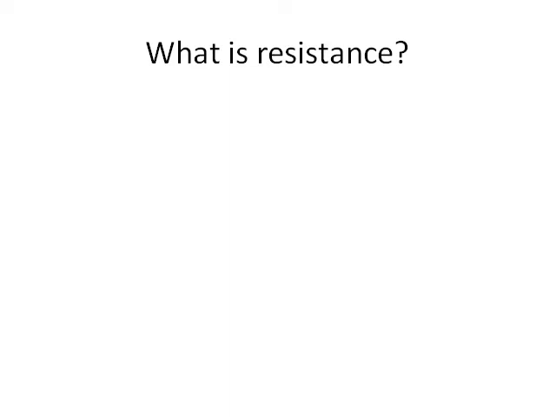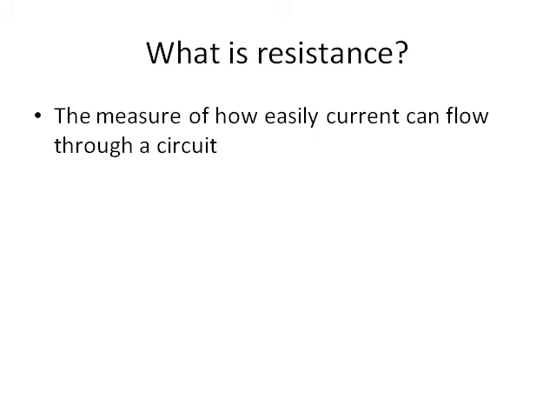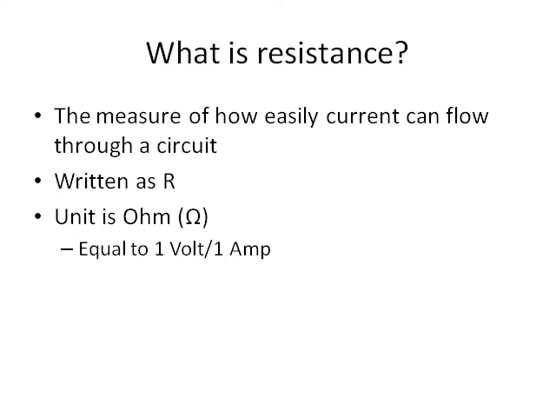What is resistance? You should remember from our last video lecture that resistance is the measure of how easily current can flow through a circuit. It's written as R when we see it in an equation. The unit is an ohm, written as the capital Greek letter omega. It's equal to 1 volt per amp.